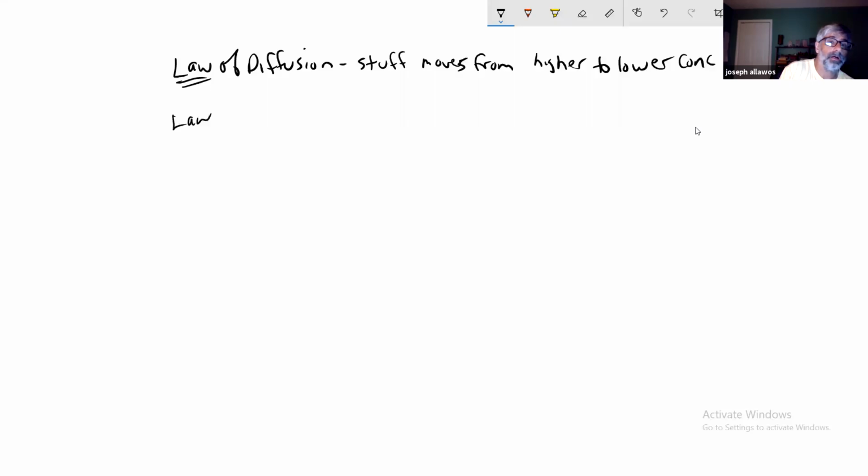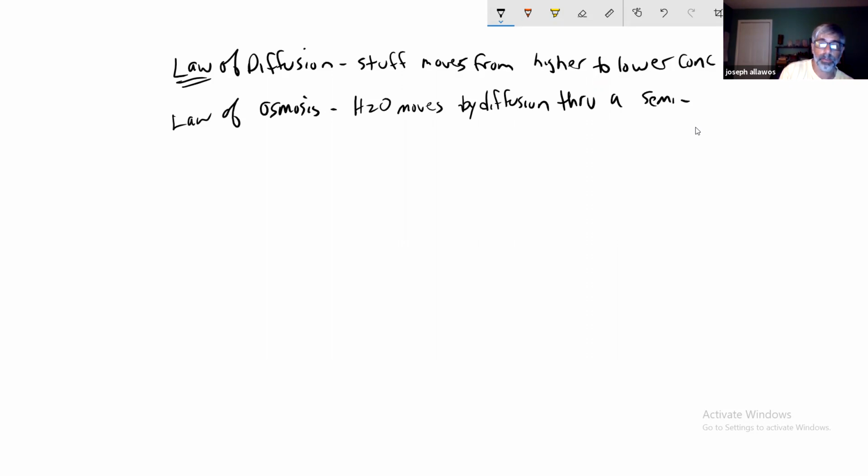There's also the law of osmosis, and osmosis specifies what's moving. It says that water moves by diffusion through a semi-permeable membrane. You probably remember these definitions from your general biology.